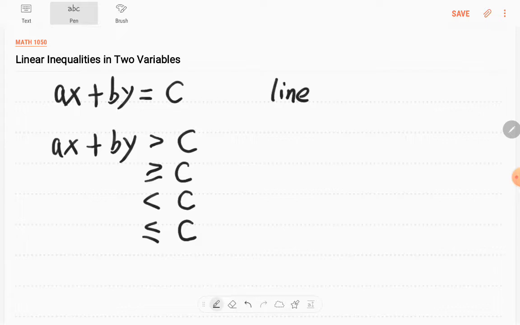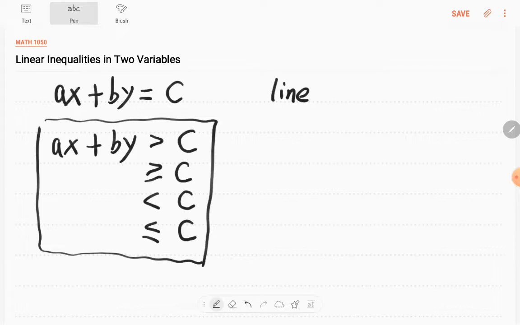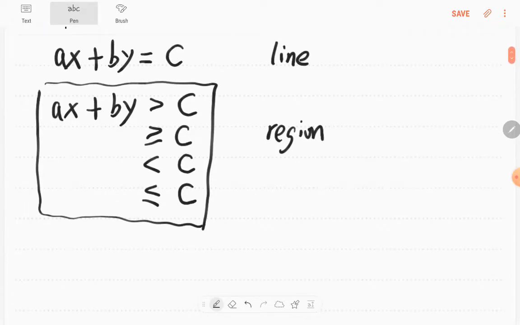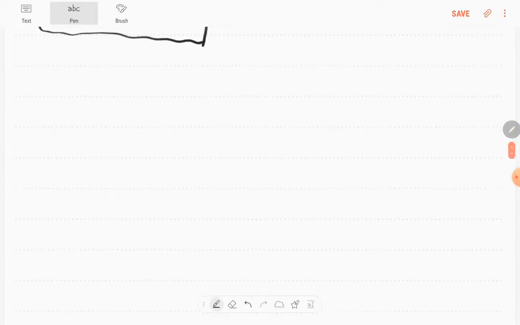So what's the graph for the solution of this inequality? It should represent a region. Okay, it should represent a region. So now let's look at one quick example.